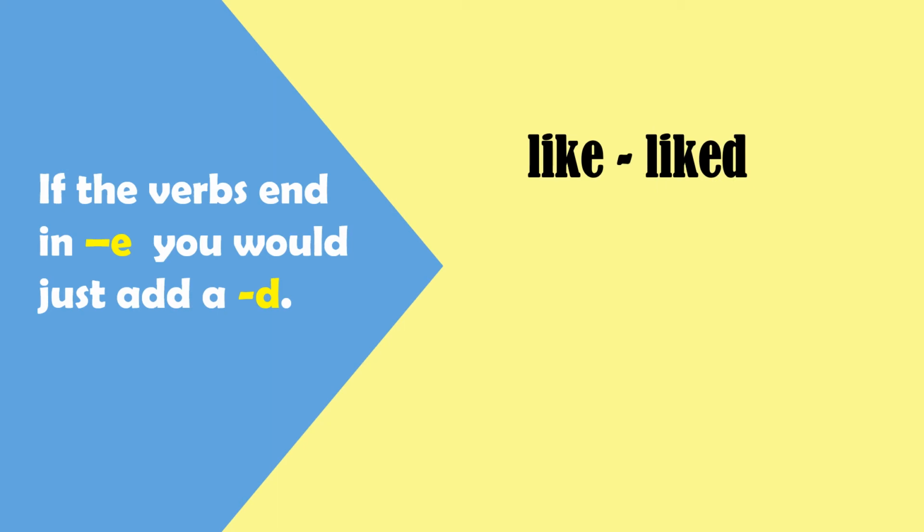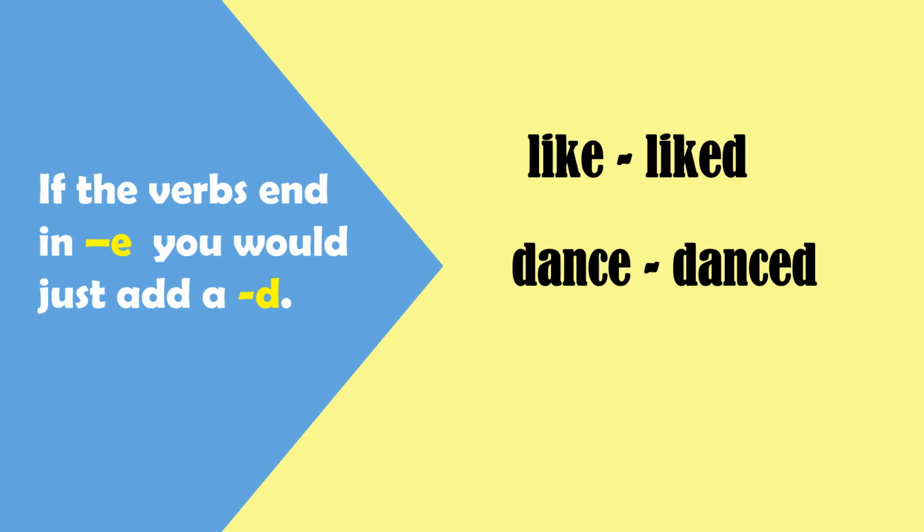If the verbs end in E, you would just add a D. Examples: like, liked. Dance, danced. Bake, baked.